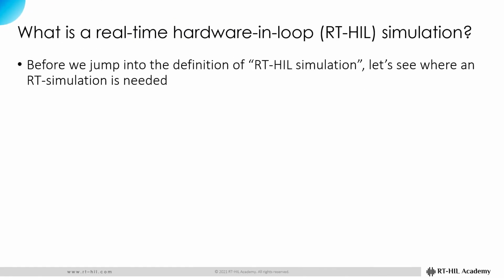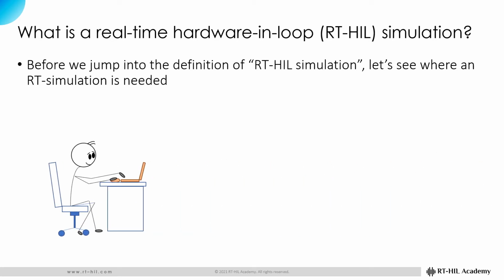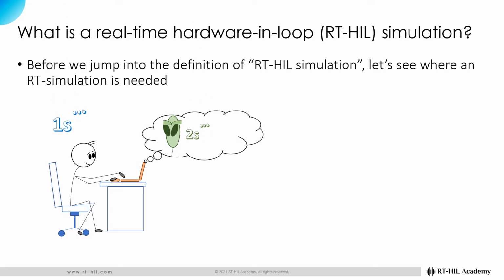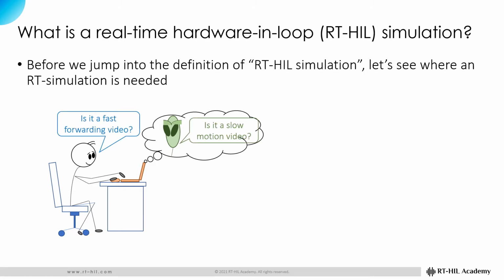Now, before we jump into the definition of real-time hardware in the loop, or RT Hill simulation, let's see where a real-time or an RT simulation is needed. Let's assume that you want to Skype with a UFO who lives in a different world. Not just on a different planet, but in a parallel universe where the time runs 2 times faster than it does in our world. That means, for each 1 second that passes in our world, 2 seconds pass in the world of the UFO. So, from your perspective, the UFO would look like a fast-forwarding video, whereas, from the UFO's point of view, you would look like a slow-motion video.